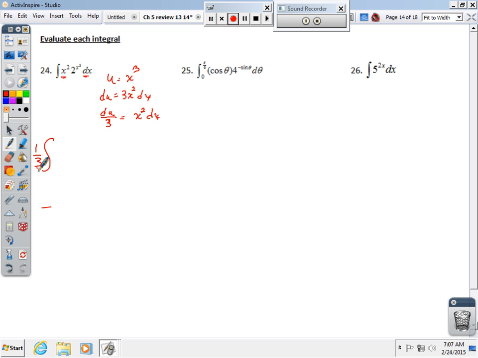1/3 integral of 2 to the u du. Alright, so again, the rule for this is going to be u prime over the ln of a times u. So 1/3 u prime is going to be a 3x squared ln of 2 times u, which is x cubed. And these 3's cancel out, so the integral of this should be x squared over the ln of 2 x cubed plus c.